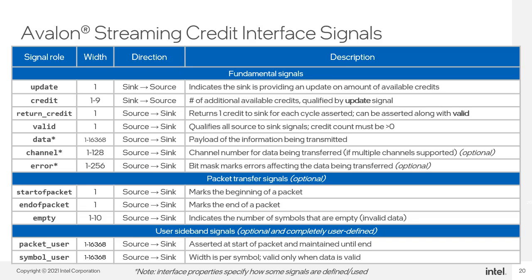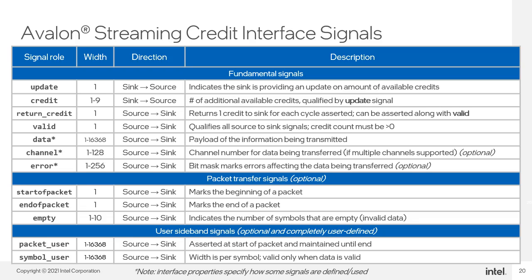The credit signal indicates how many credits can be added to the source's credit counter. The return credit signal is a mechanism for the source to return credits to the sink. For every cycle the source asserts return credit, it reduces its credit count by 1. The sink needs to keep track of these returned credits to know how many more credits it can give back to the source. The return credit signal can be asserted simultaneously with valid data. When this occurs, 2 credits are consumed in the same clock cycle, one for the data transfer and the other for the returned credit.